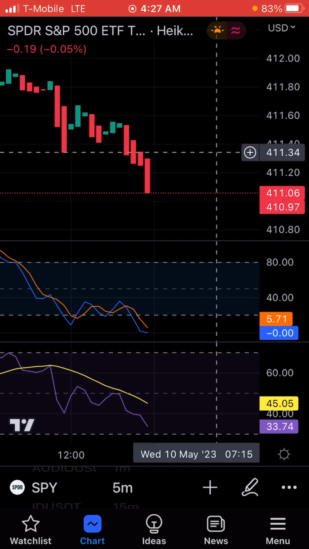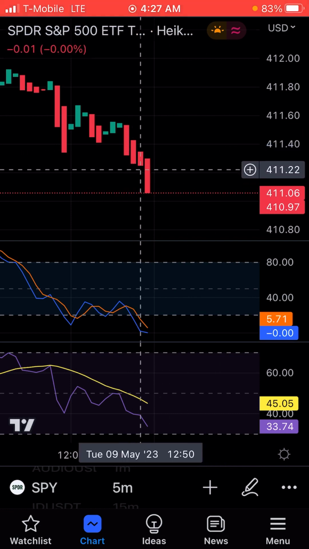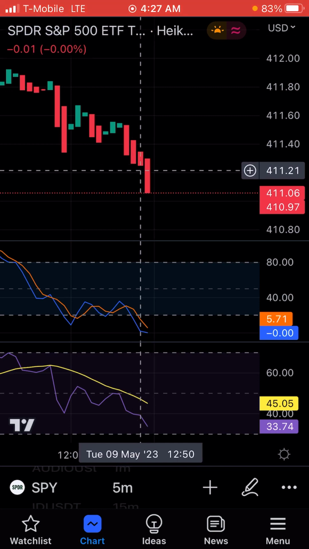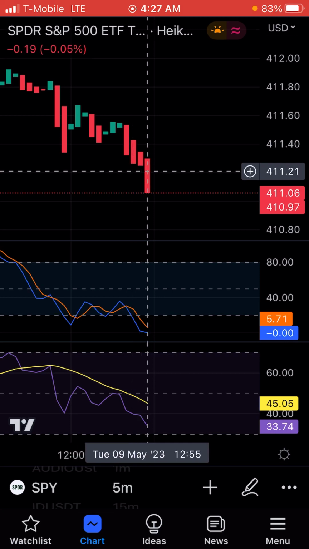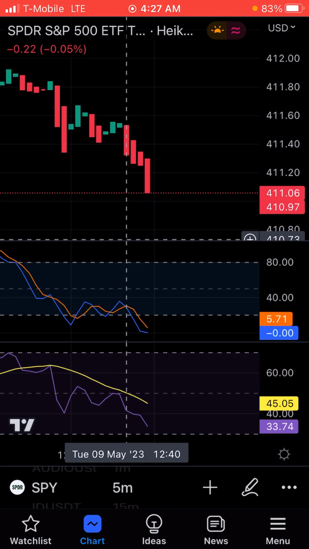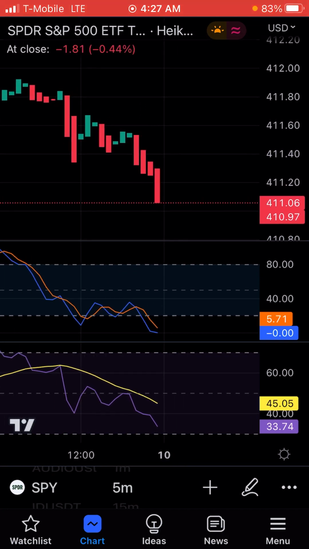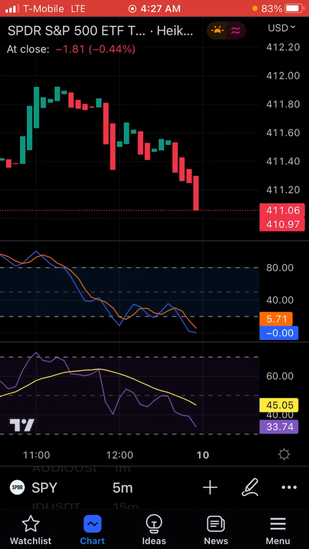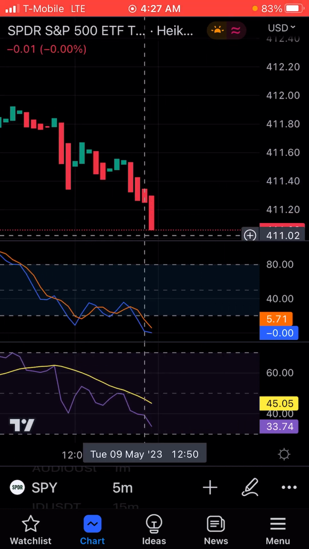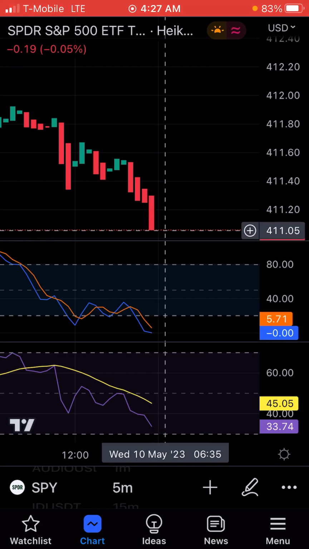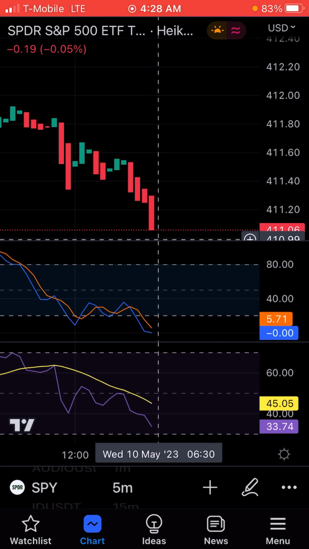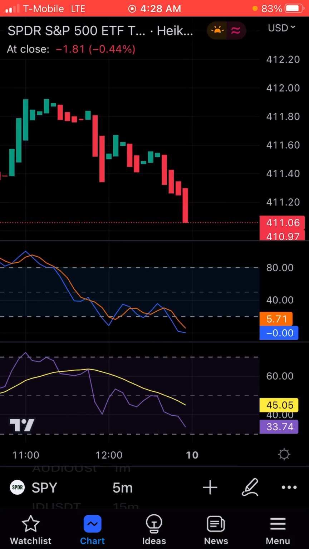When you're looking at the Stochastic RSI, you have to wait for the blue line to cross through the orange line, either on the bottom or on the top. That is your entry point. Your exit point is to follow the regular RSI and get out before it touches the yellow line. So let's see if that happens here.